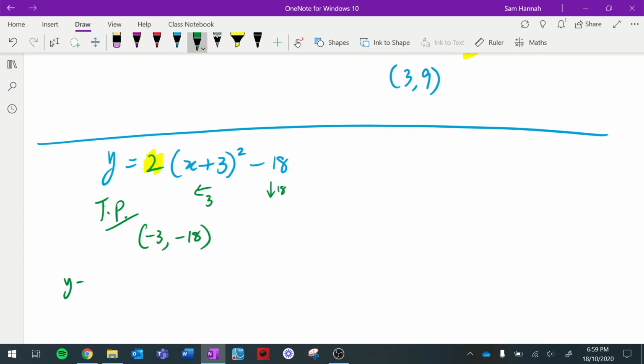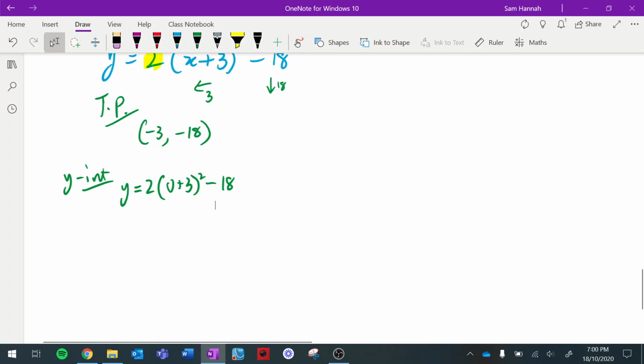Next, let's find the y-intercept. Now the y-intercept, of course, occurs when x is 0. So we have 2 times (0 plus 3) squared minus 18. 0 plus 3 is just 3, so that's 2 times 3 squared, which is 9, take away 18. 2 nines is 18, take away 18, gives us 0. So we have a y-intercept at (0, 0).